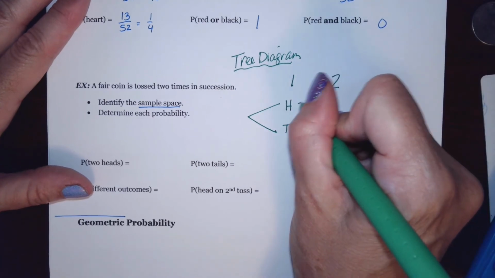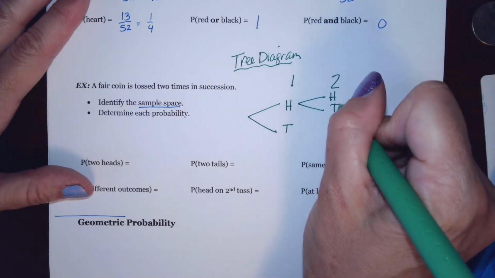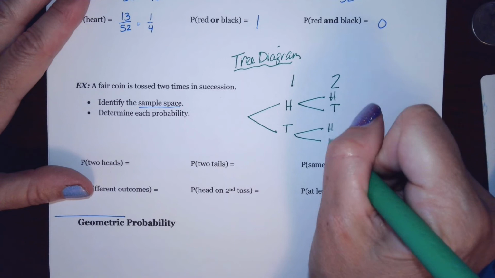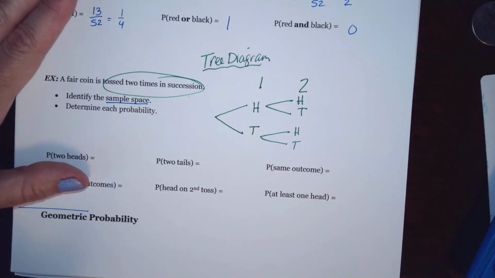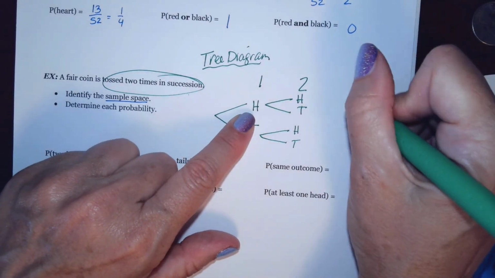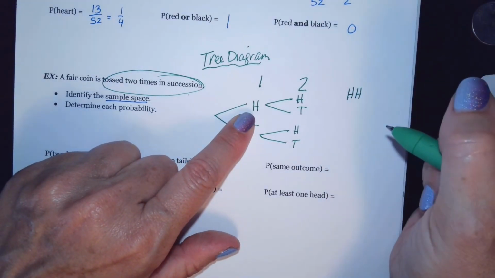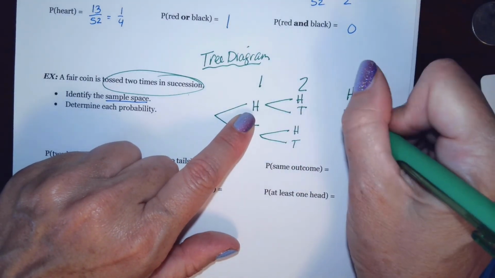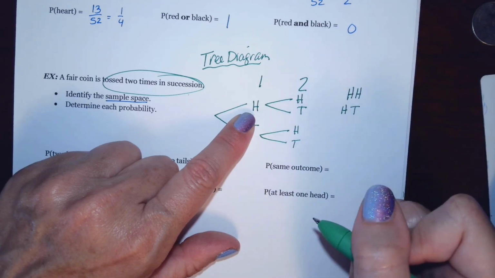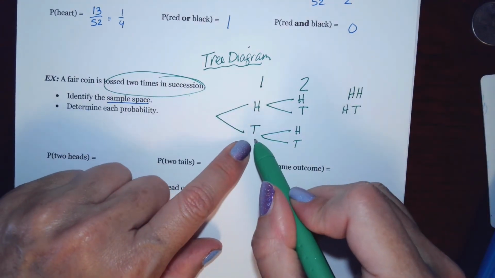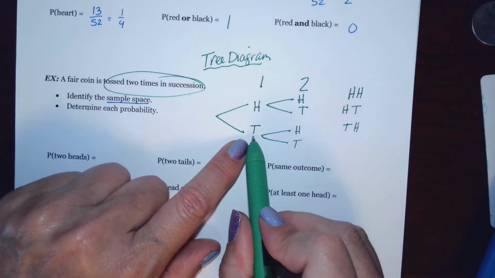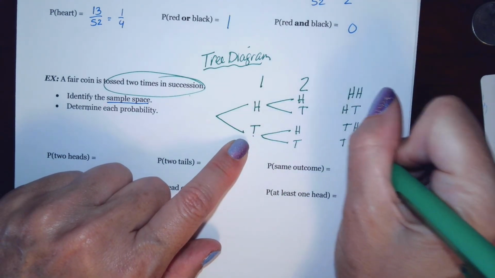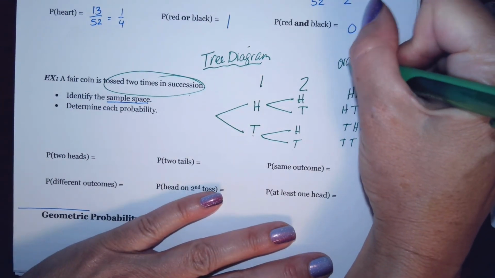So my second toss is either heads or tails. So how many different outcomes are there for those two coin tosses together? Well, either I can get heads on the first, heads on the second, or I could get the next branch, heads on the first, tails on the second. Next branch down, tails the first time and heads on the second, or tails the first time, tails on the second. This is an organized list.